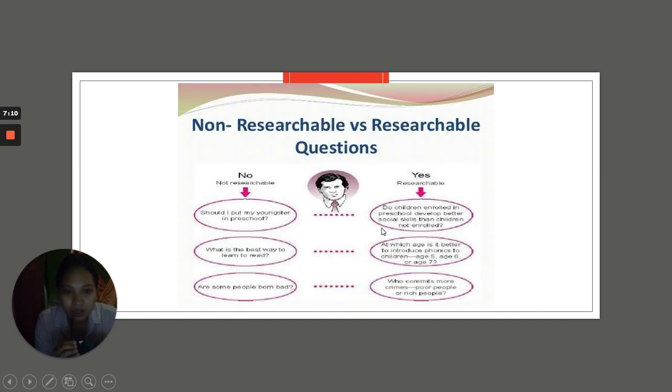So I have a diagram here: no for not researchable, yes for researchable. Are some people born bad? Who commits more crimes, the poor or the rich? This question we need to research or investigate. For this other question, we can answer in our own way.